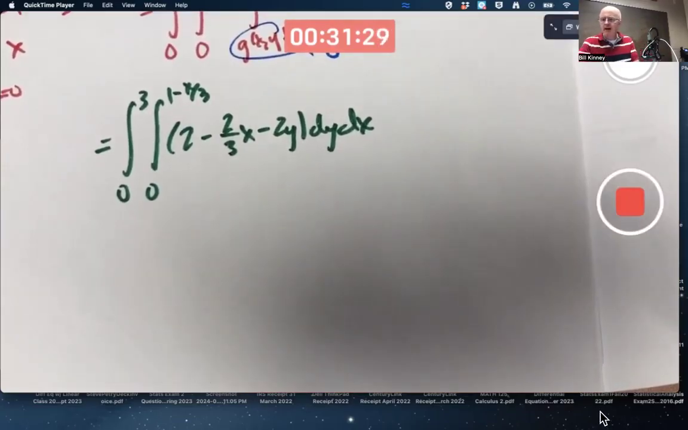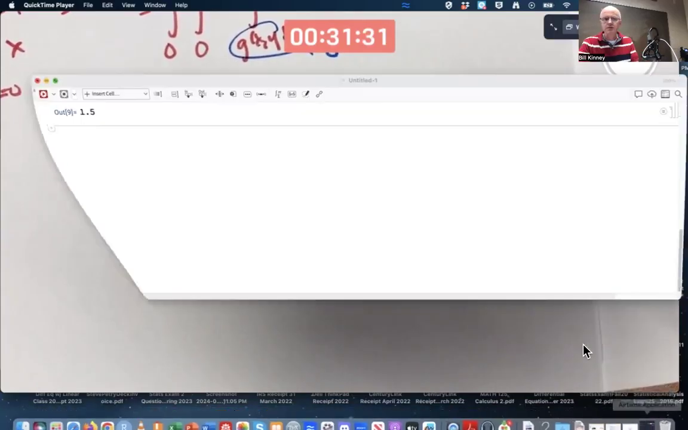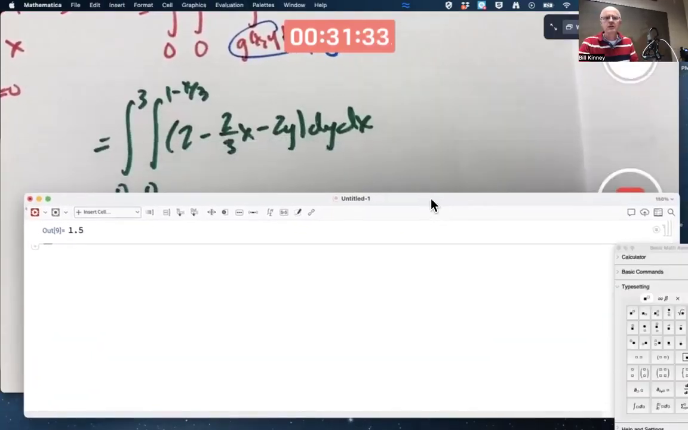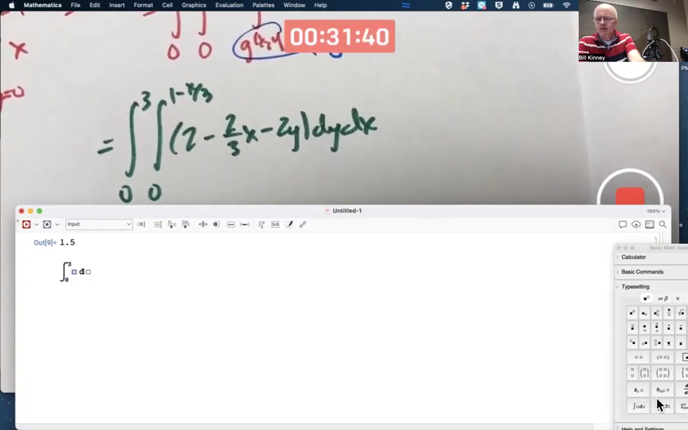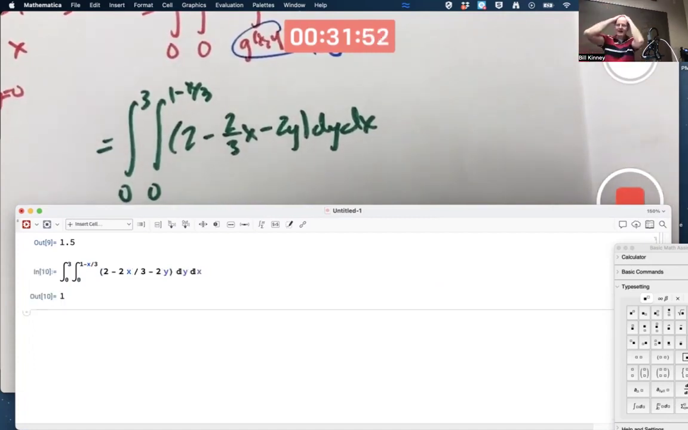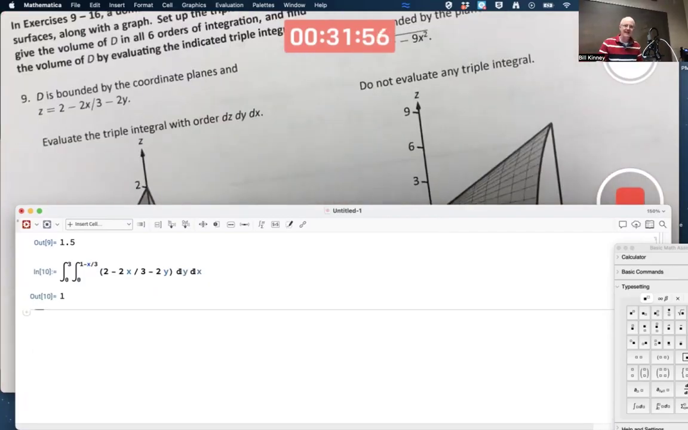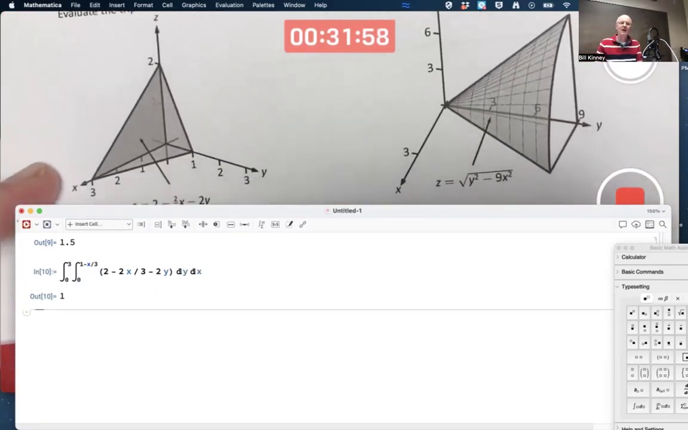You've had enough practice by hand that you should realize this shouldn't be too hard to do. 0 to 3. 0 to 1 minus x over 3. Use parentheses. 2 minus 2x over 3 minus 2y. dy dx. Answer is 1 in the end. The volume of the solid is 1.